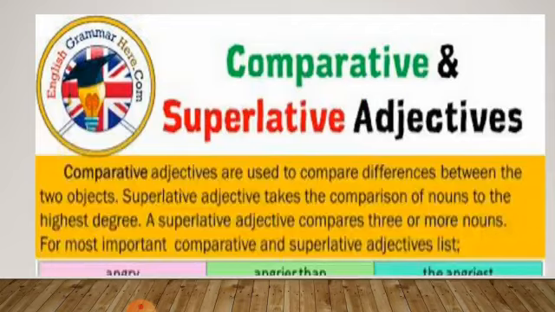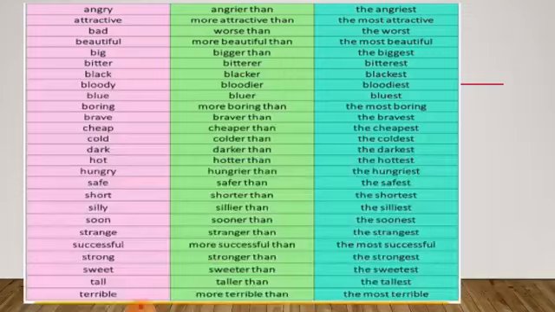Three degrees of comparison after that: positive, comparative, superlative. Big, bigger, biggest. Now you can see comparative adjectives are used to compare differences between two objects. A superlative adjective takes the comparison of nouns to the highest degree. A superlative adjective compares three or more nouns. Here is the list of the most important comparative and superlative adjectives. Now see, this is the list: angry, angrier than.